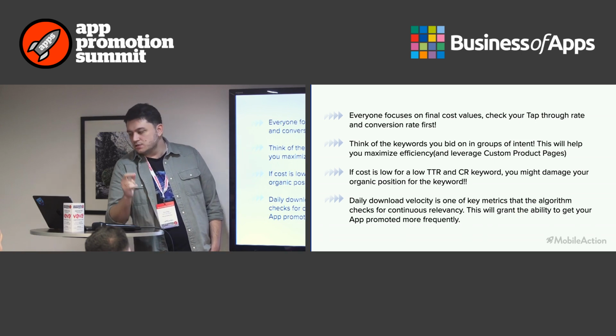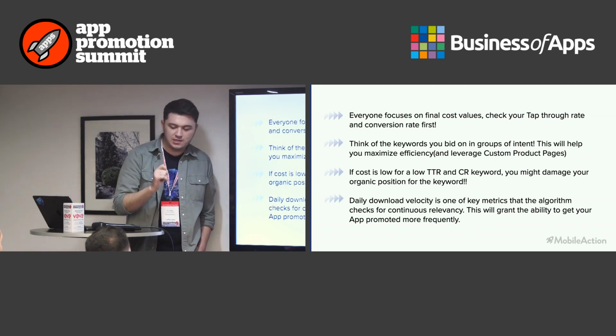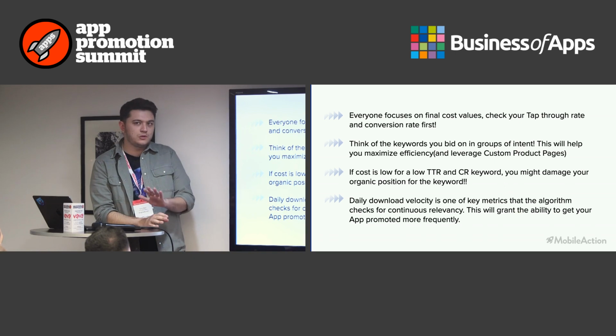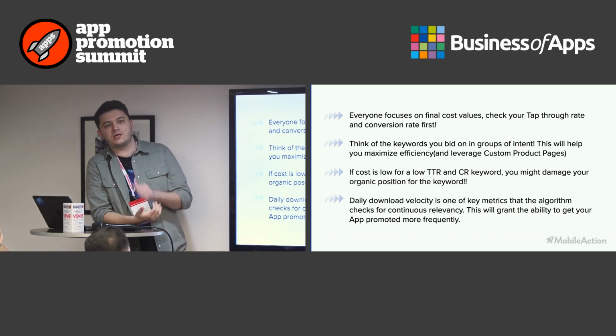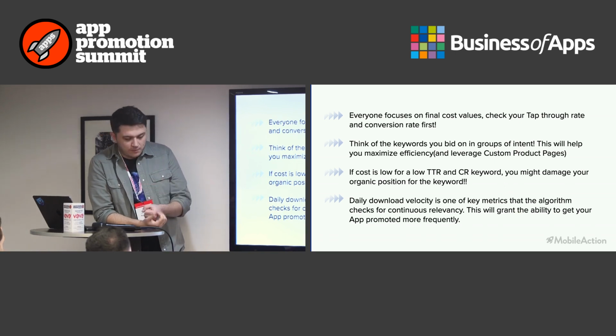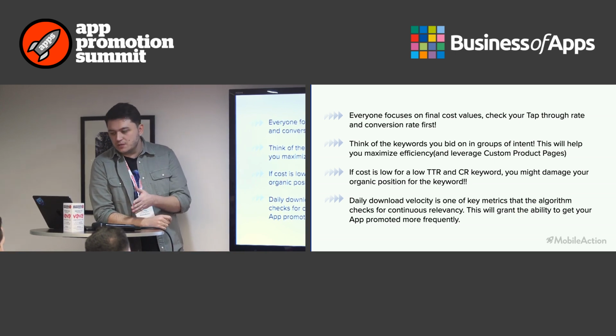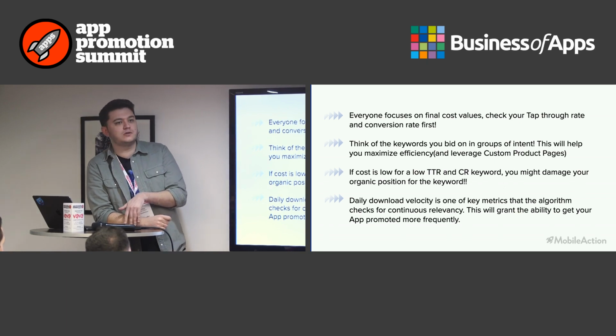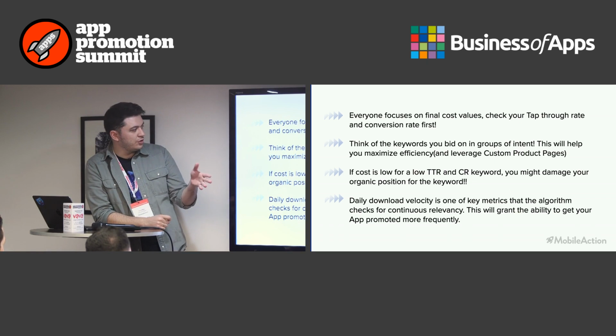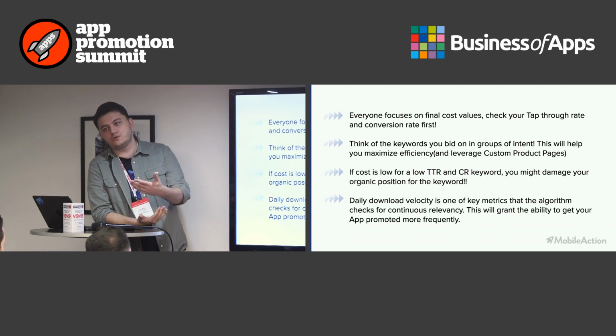So if you notice a keyword where, let's say, the CPI is 10 cents, super low, but your conversion rate is 25% and your tap-through rate is 2%, that's probably going to be damaging your organic ranking for that keyword and related keywords to it. Reason being why, it's not relevant. Yes, it's cheap, but it's not relevant. So it's going to be pushing you down on that statistic for the organic ranking, and it's going to be quite very hard for you to catch up to it.